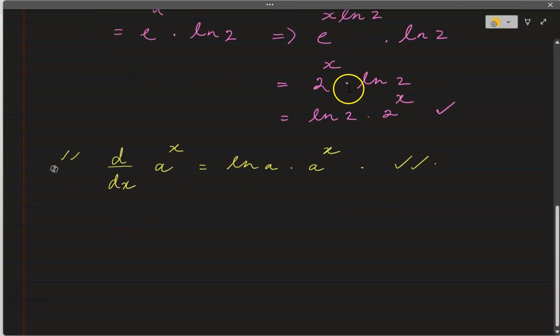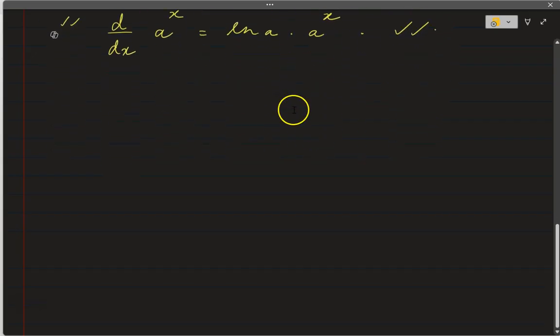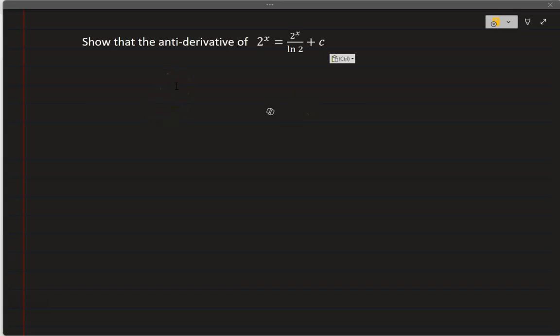Okay, and now the last one is, now that we have this, we can prove one of these questions, and the question is this, which is going to lead to our third special case. We want to show that the antiderivative of 2 to the x is equal to 2 to the x divided by ln of 2 plus c. Okay, so it's very simple.